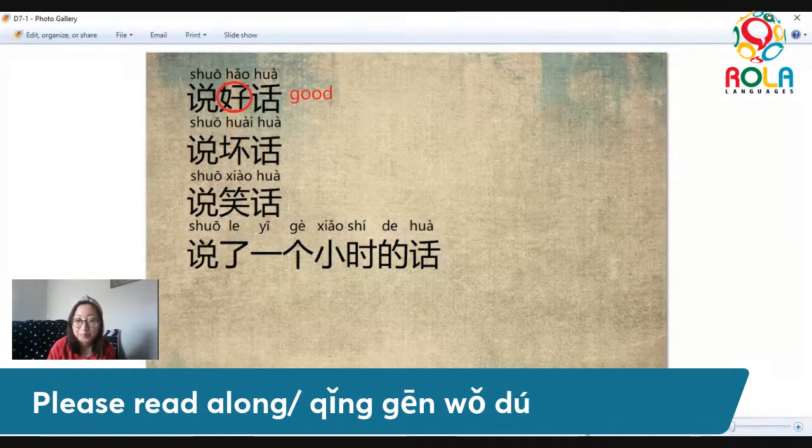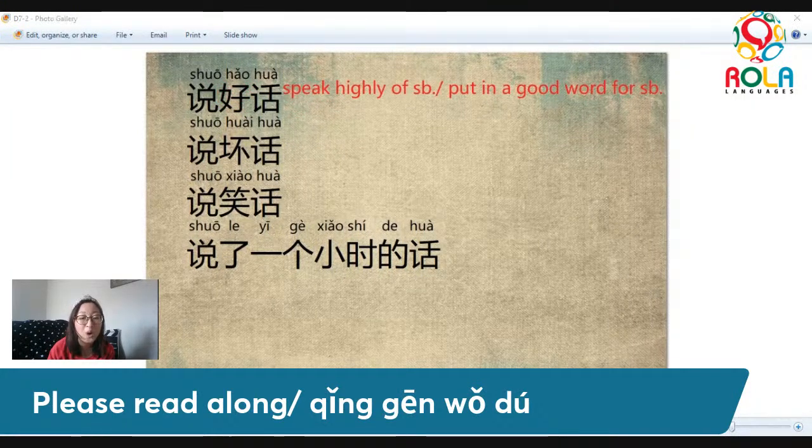什么意思? And probably it's not hard to guess. It means if you 说好话 about someone, you speak highly of somebody, of course, according to the screen. And of course, it can also mean you put in a good word for someone. So usually we would say 说 somebody 的好话, which means talking positively about someone and painting them in a positive light.